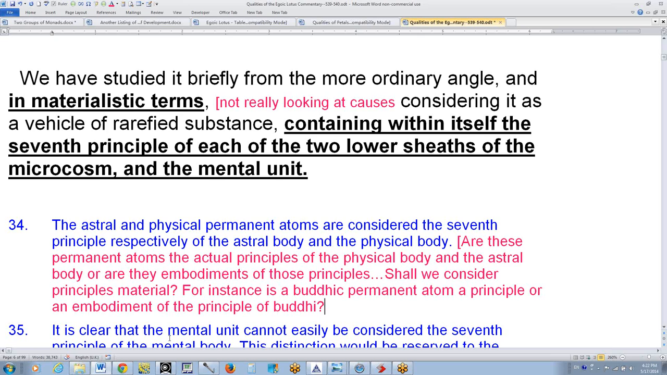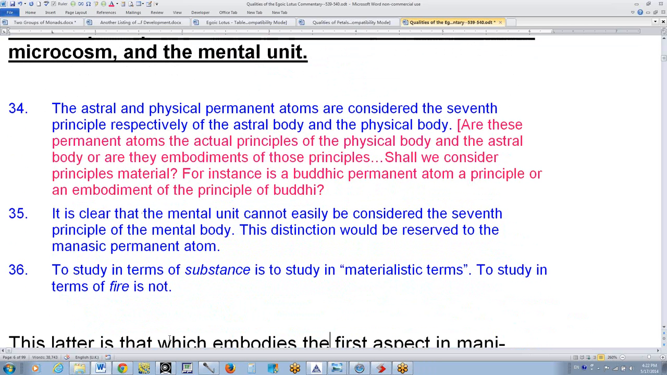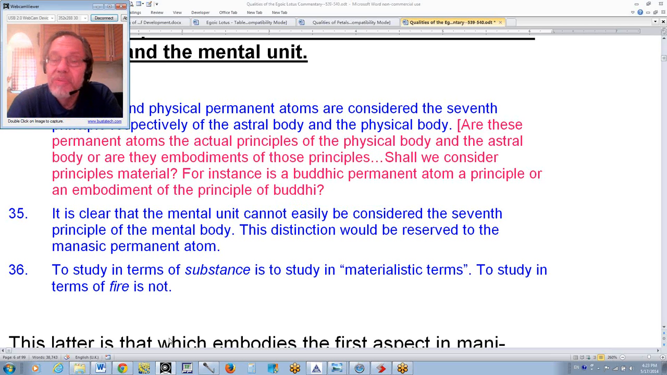So it is clear that the mental unit cannot easily be considered the seventh principle of the mental body. It only has 4 spirillae, and this distinction, at least in the context we are discussing it here, would be reserved for the monadic permanent atom, which has, interestingly, like all the other triadal permanent atoms, only 3 spirillae. So somehow we still get a 7 on the mental plane with the 4-fold mental unit and the 3-fold monadic permanent atom.